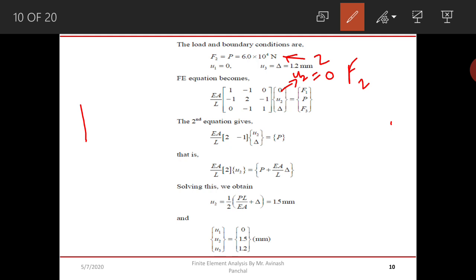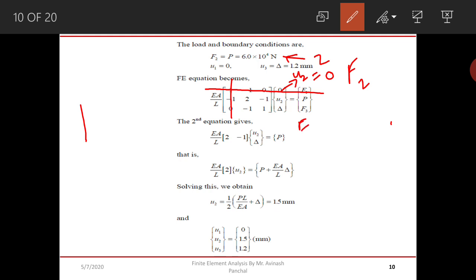So we have the elimination approach. Because of this 0, row number 1 and column number 1 get eliminated, and what remains over here is this 2 by 2 matrix.